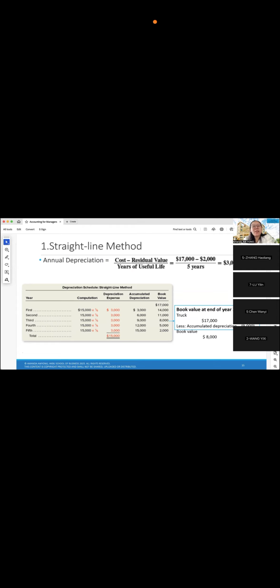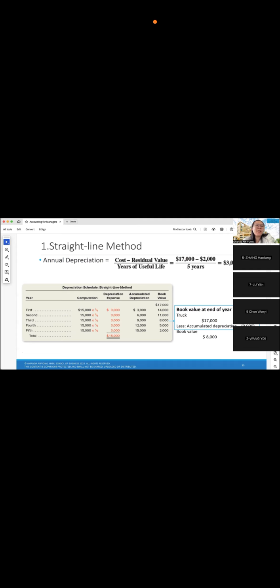Okay, so straight line method actually would just be the simple average, but of course, the key is you have to minus off the residual value. Okay, so do remember this formula over here for straight line method. We first have to take the cost of the asset minus off its residual value at the end of useful life, divided by the years of useful life that we are planning to use the truck for. So in this example, it would be $17,000 minus $2,000 of residual value divided by 5 years of useful life, meaning that our annual depreciation for the truck would be $3,000.